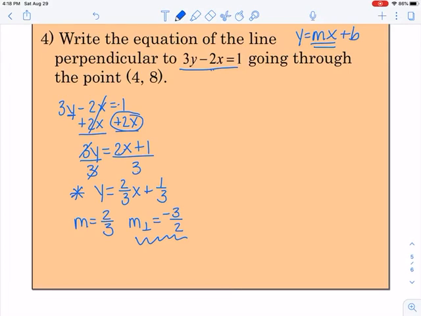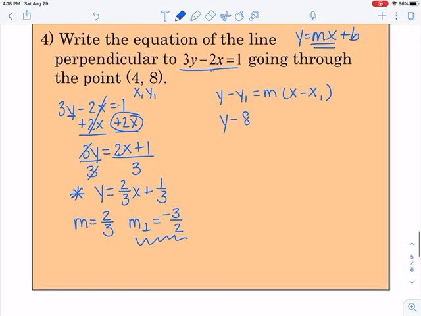And again, instead of making myself more work, I now have the slope and a point, so we'll use point-slope again. So y minus y1 equals m times x minus x1. Or y minus 8 equals -3/2 times x minus 4. And that is your answer.